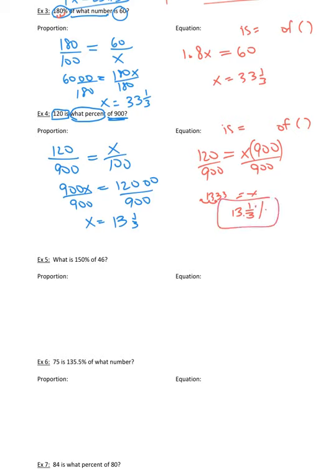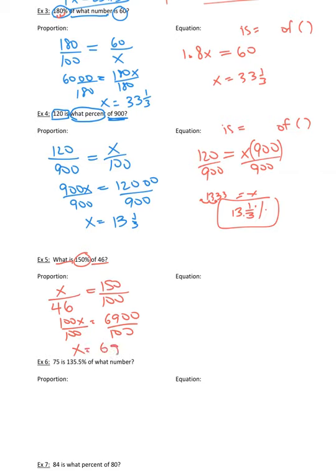Okay, what is 150% of 46? Example 5. What is 150% of 46? So my part is x out of 46. 150%, 150 out of 100. So cross multiply, 100x equals 46 times 150 is 6,900. And when I divide both sides by 100, I'm going to get x equals 69.